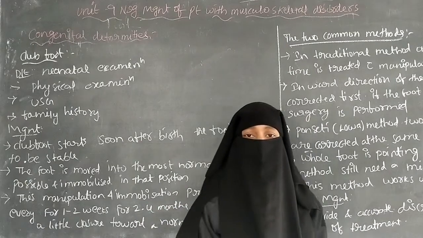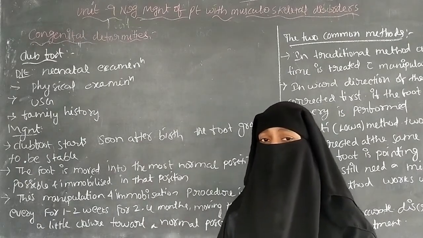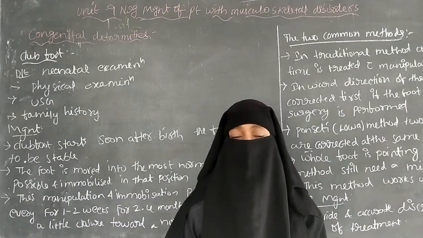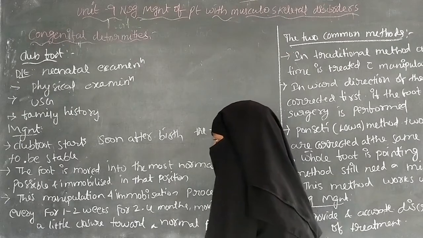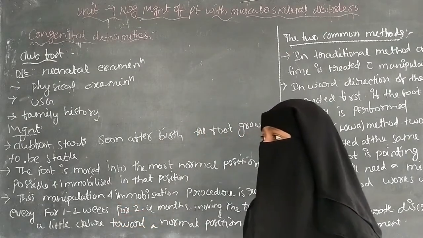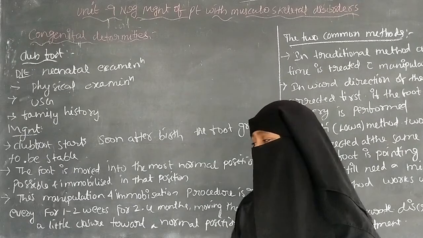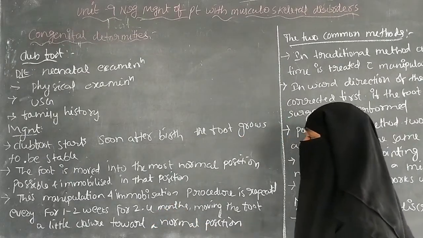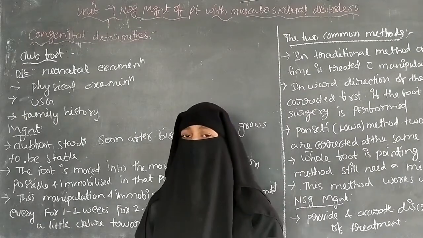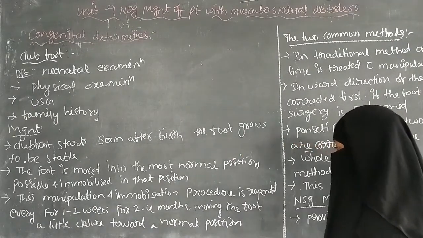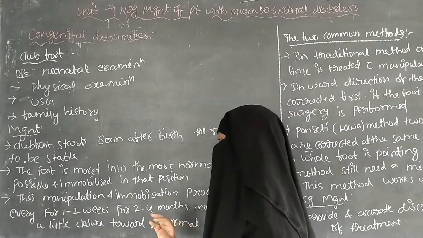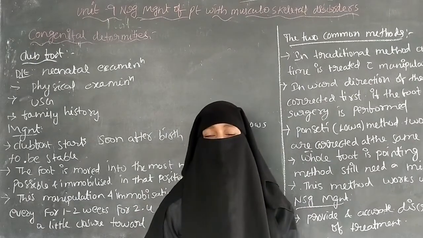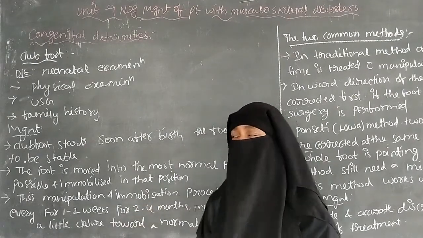So the manipulation and immobilization of the affected limb is done every 1 to 2 weeks for 2 to 4 months. Up to 2 to 4 months, every 1 to 2 weeks the manipulation and immobilization has to be done, and it improves the foot very little, closer towards a normal position. So it helps move the foot towards the normal position.